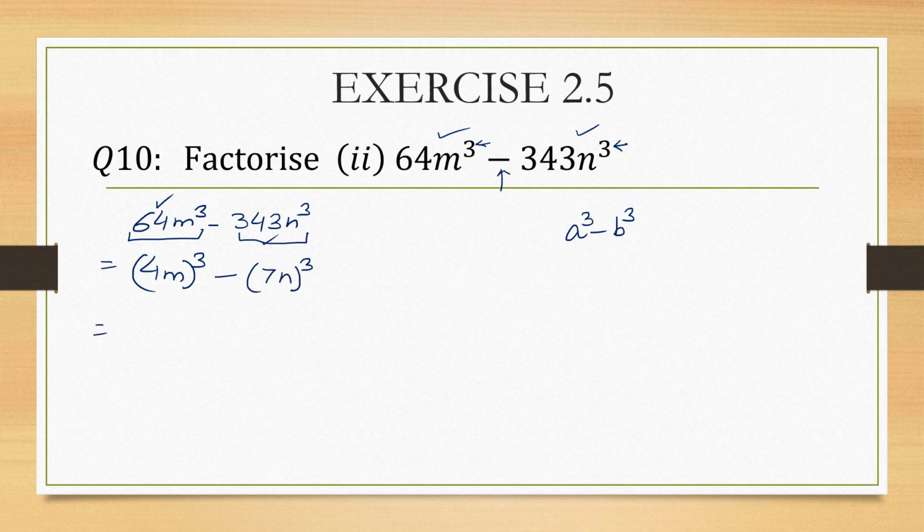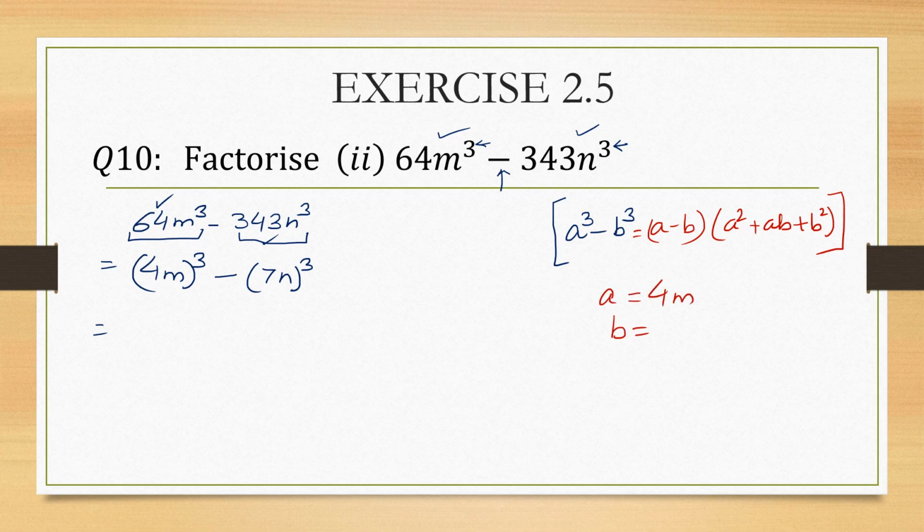See, now we got two terms, and both have exponent as 3 and there is a negative sign. So the identity which we are going to apply here is this. So a cube minus b cube is equal to a minus b, a square plus ab plus b square. Now this is the identity we are going to apply. If you compare, we have a as 4m and b as 7n.